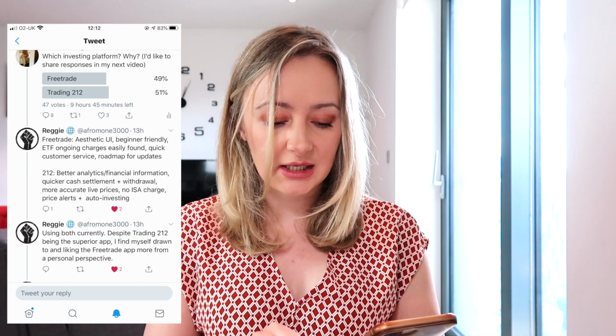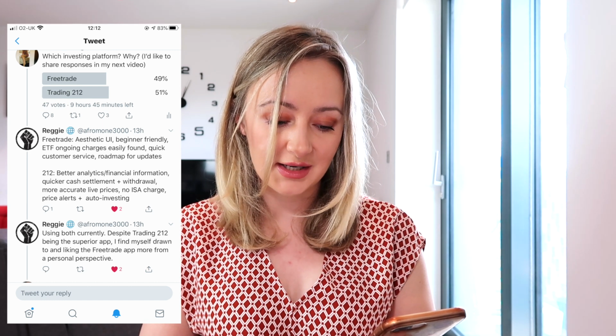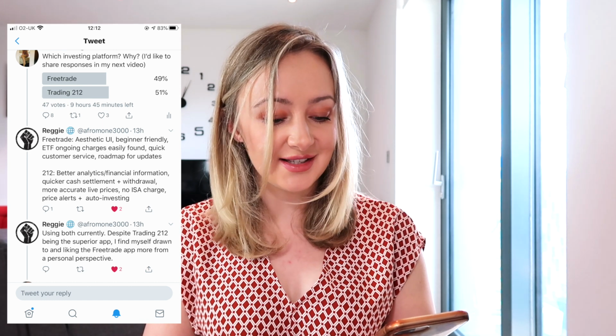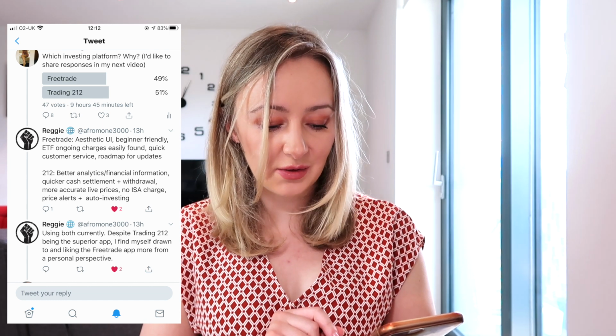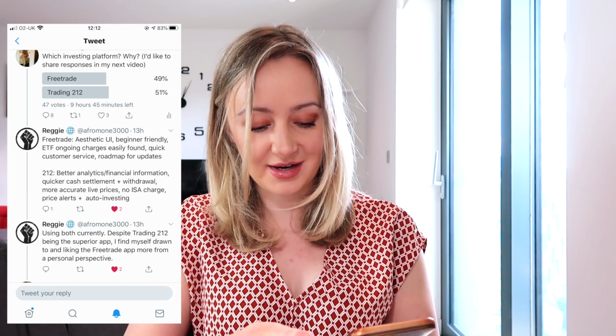Trading212 has better analytics, financial information, quicker cash settlement and withdrawal, more accurate live prices, no ISA charge, price alerts, and auto investing. Currently using both, despite Trading212 being the superior app, I find myself drawn to and liking FREETRADE app more from a personal perspective. And I think that's what I'm trying to get across here.